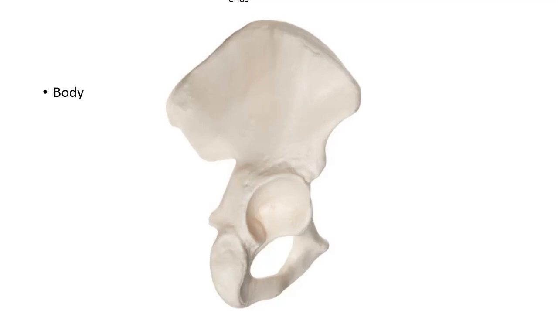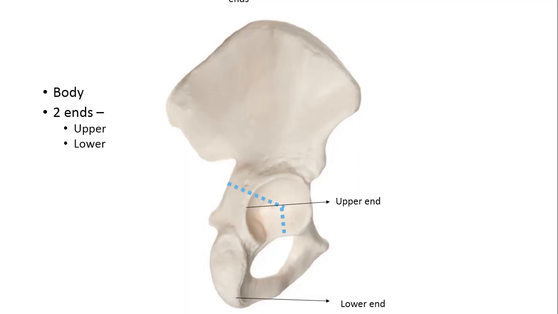Now the body has two ends, upper and lower end. The upper end forms the 2/5 part of the acetabulum. This is the upper end and this is the lower end.